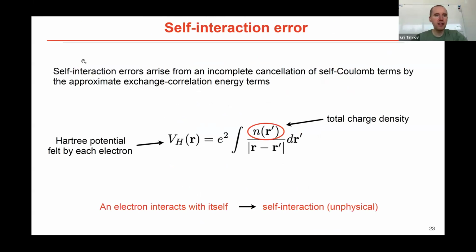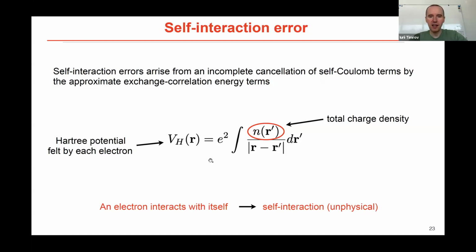All this is actually connected to the so-called self-interaction error. The name is already telling you there is some self-interaction. Something is interacting with itself. Actually, self-interaction error arises because of the incomplete cancellation of self-Coulomb terms by the approximate exchange correlation energies. So what does this mean?